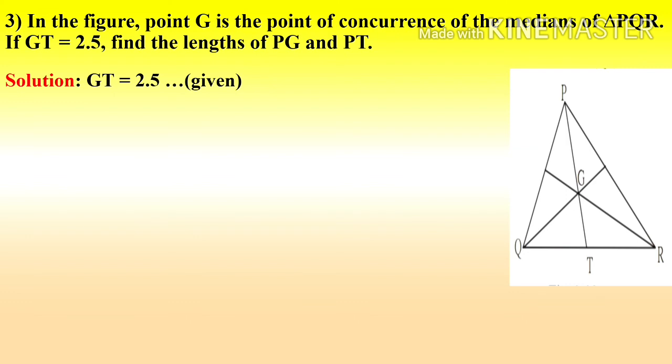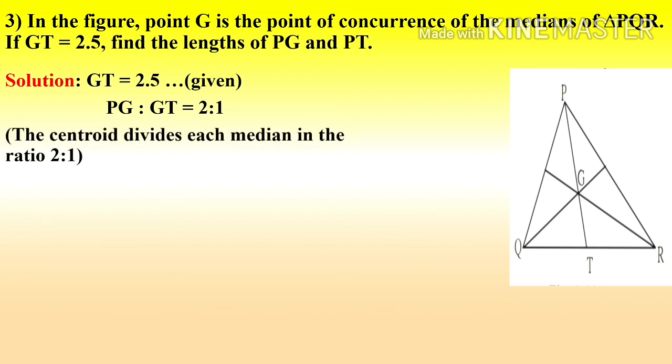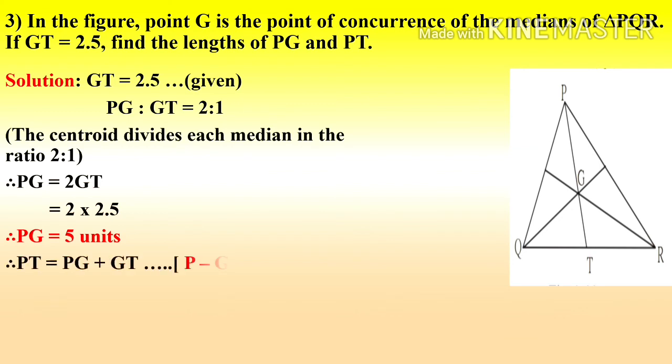Now students, solution. GT is given how much? 2.5, and PG to GT is equal to 2:1. The centroid divides each median in the ratio of how much? 2:1. Very good, student. Now student, PG is equal to 2 times GT. Now substitute the value of GT, how much? 2.5. So here PG is how much? 5 units. Here we got the PG value.